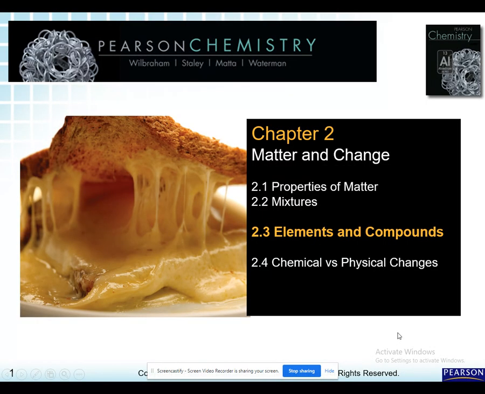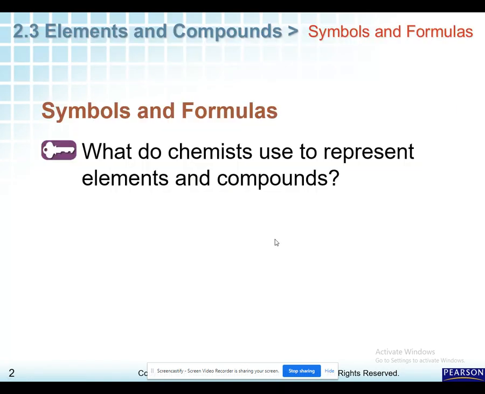Today we're going to continue on with section 3. Yesterday I cut the lesson in half because of technical issues and the fact you couldn't hear me. So what we're going to do is cover the rest that I did not get to cover yesterday. Okay. So symbols and formulas.